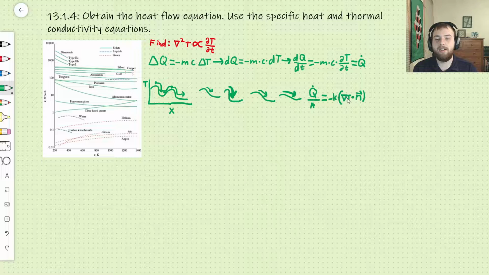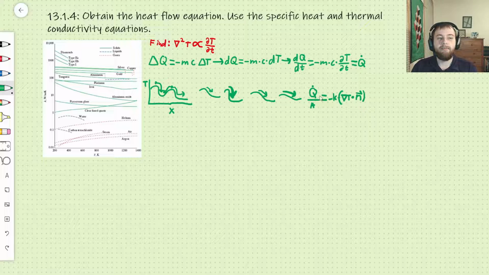The gradient here turns the scalar temperature into a vector gradient, and then you dot that with the normal vector. That becomes a scalar again. So you're really dealing with a whole bunch of equations of scalars, except for the fact that the normal vector does have to have a direction. The normal vector also has a magnitude of 1.